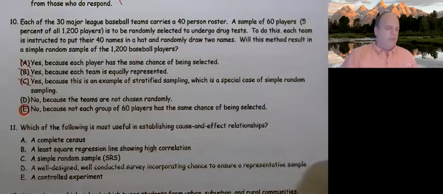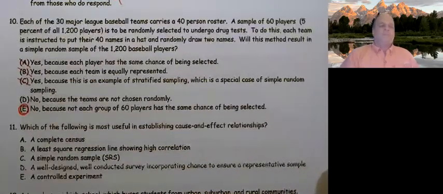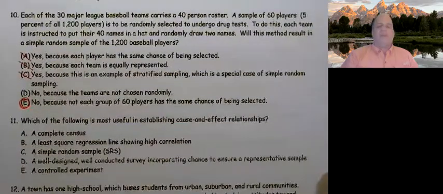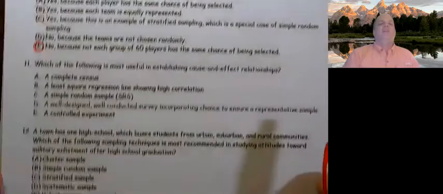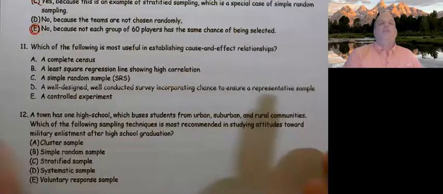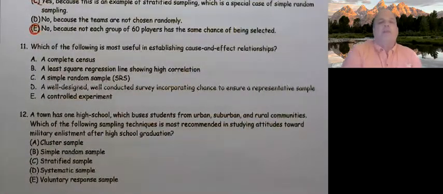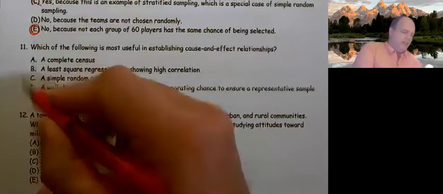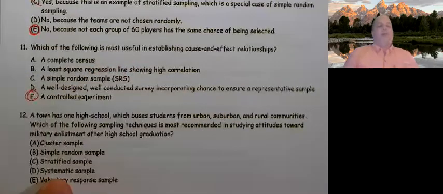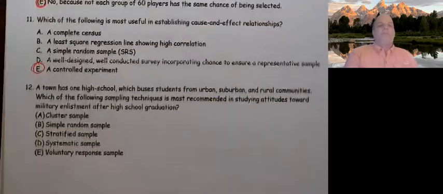Okay, this is the second video on the semester exam, and we'll be covering questions 11 through 20. Which of the following is the most useful in establishing a cause and effect relationship? Well, to have a cause and effect relationship, we have to randomly assign treatments and conduct a controlled experiment. So the one that does that is E, the experiment, okay?